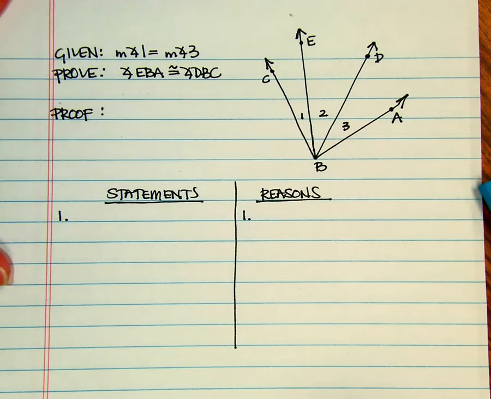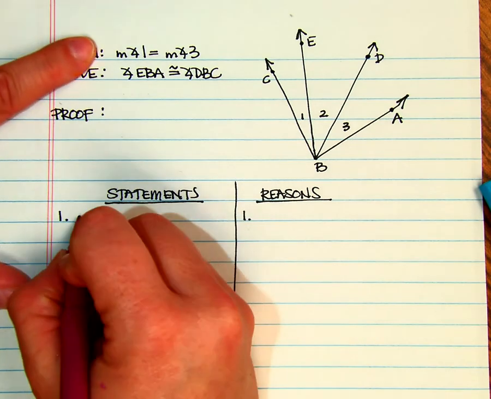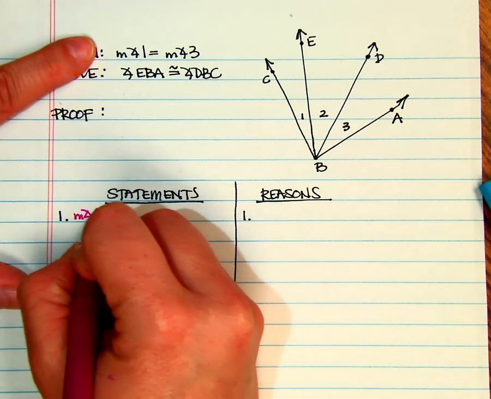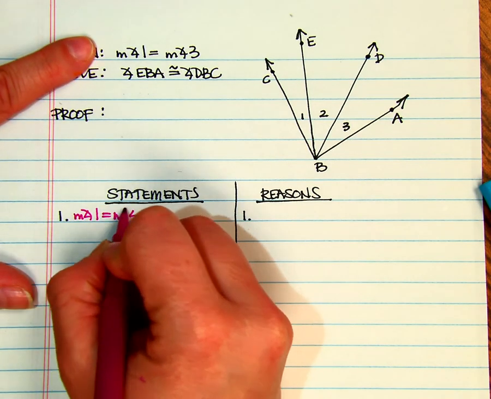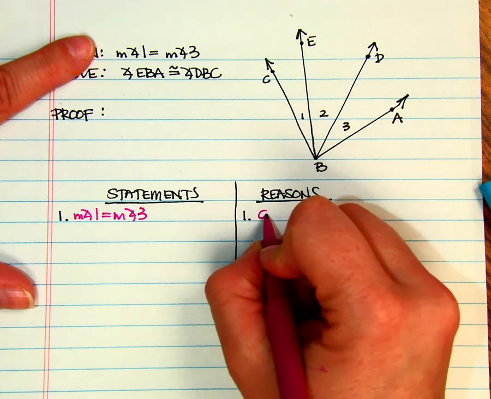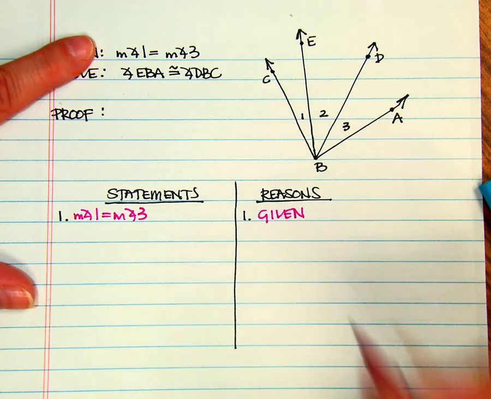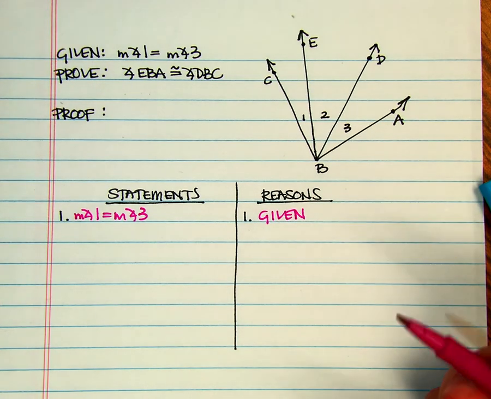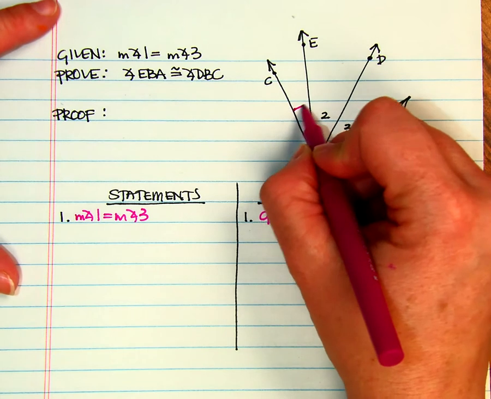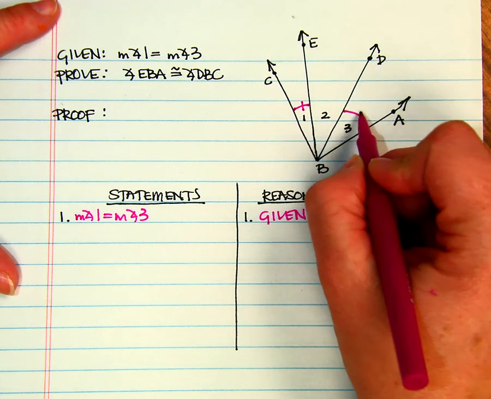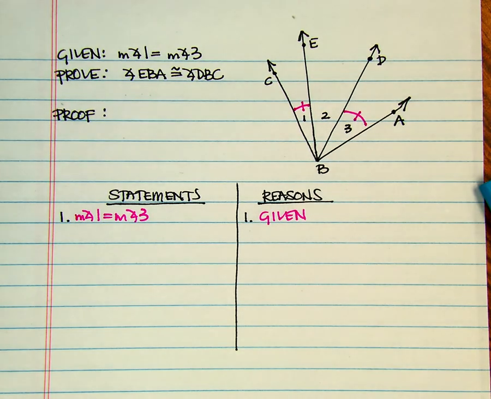So I'm going to start off with my given. So I know then that the measure of angle 1 equals the measure of angle 3. Again, the first reason is always given. I'm going to make sure I mark that in my diagram.